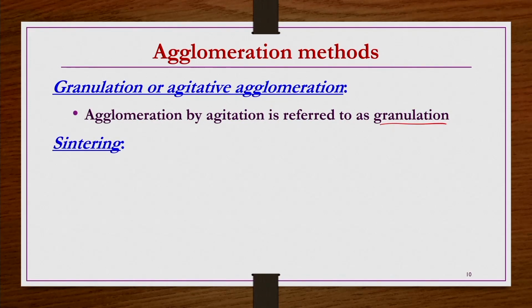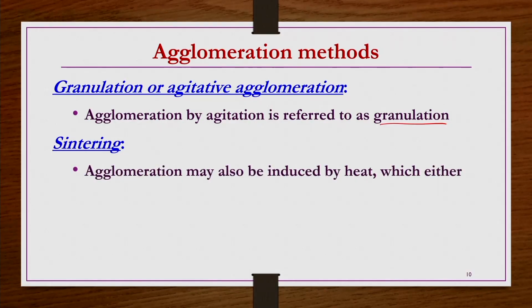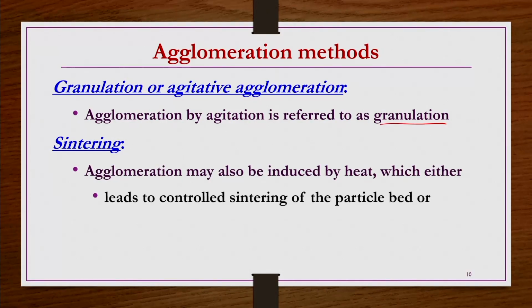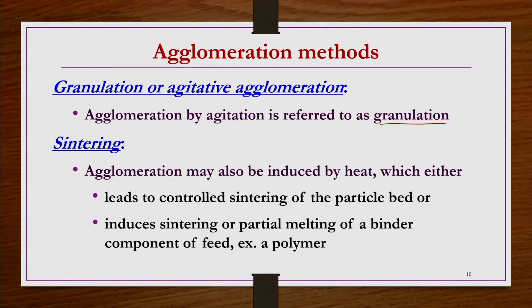Then sintering. Agglomeration may also be induced by heat, which either leads to controlled sintering of the particle bed, or induces sintering or partial melting of a binder component of the feed. Binder components of a feed are in general polymer solutions or some kind of taste inducing agents or something like that. That is the sintering process.